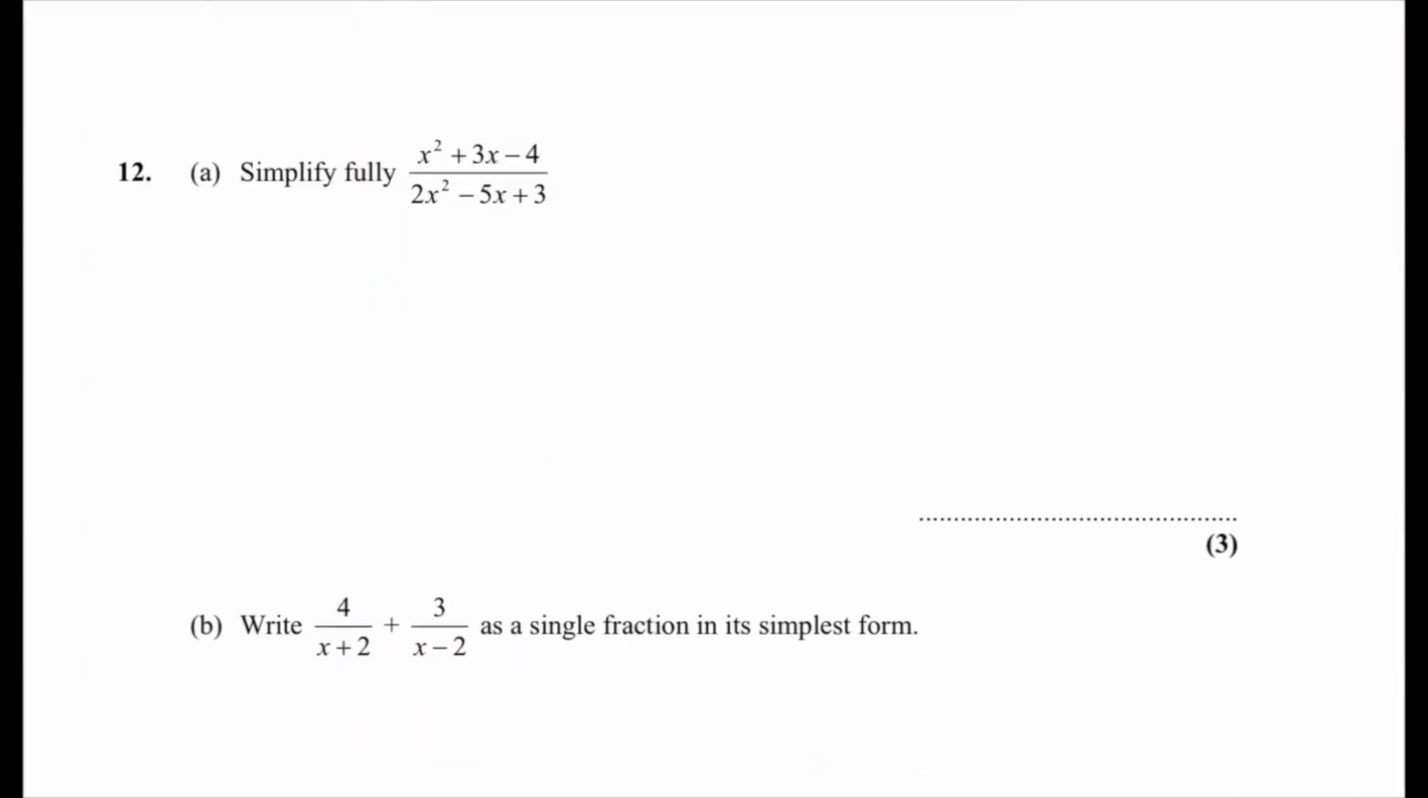Okay, to simplify, we're going to factorize. So the first one, do our working out down here. We do our brackets, drop our x, do our signs, and it's 4. So 1 and 4 multiplies to make the 4 and will help me make the 3. So it will be 4 take away 1. And that is what we have on the top.